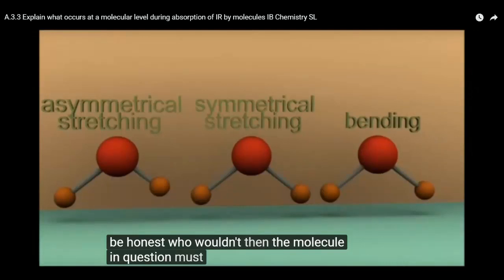Okay, I'm going to show you this really great video clip about asymmetrical, symmetrical stretching and bending. Okay, so let's go ahead and get started.